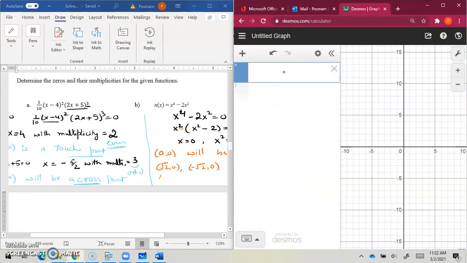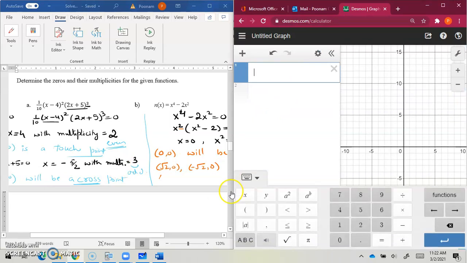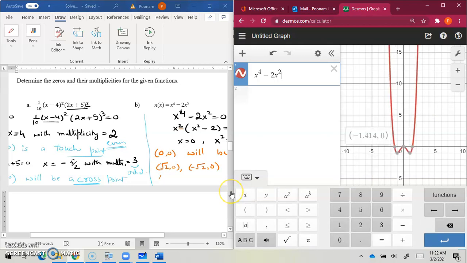Let's look at the graph of this function. So we have x raised to the power 4 minus 2x squared. You see what's happening? At negative 1.414, that is negative root 2, the graph comes and passes through. It is a cross point. At 0, 0, it comes to 0, 0 and then touches and turns back. So 0, 0 is a touch point. And this one here is root 2, 0. That is your cross point.